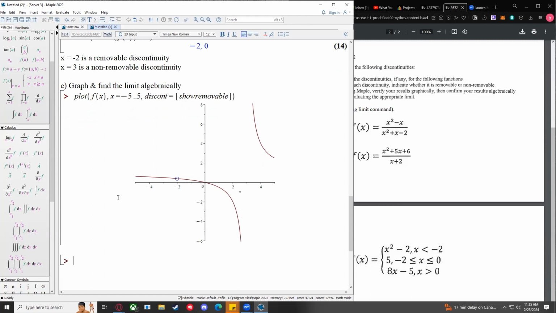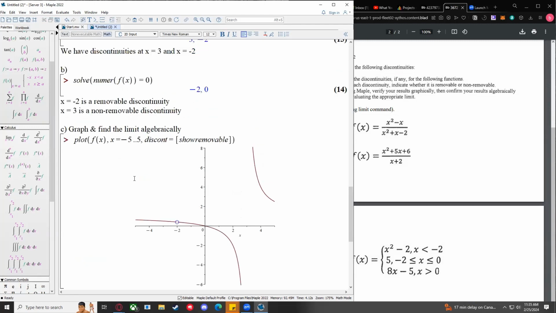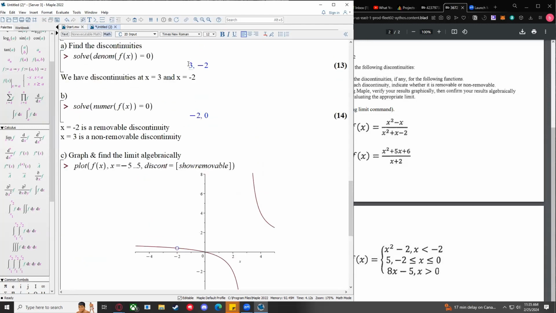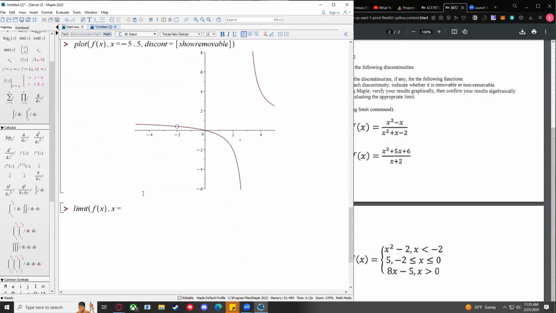All right. Well, last thing on this piece with part C was finding that limit algebraically. And so the way we'll do that is by using that limit command that we started using earlier. We tell it the limit of f of x as x approaches the value that we want to plug in. And in this case, we have two discontinuities, right? We have one at 3 and the other one at -2. So we can do -2 first. And we see that we get a nice little limit of 2/5. And we're all done here. We confirmed our limit.